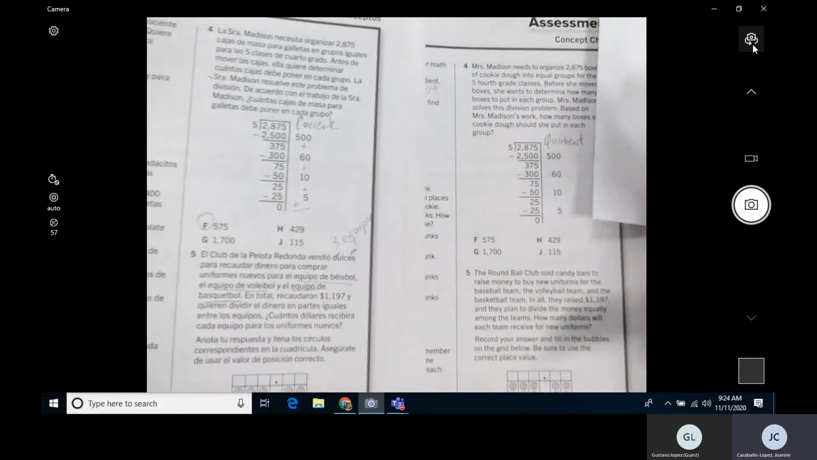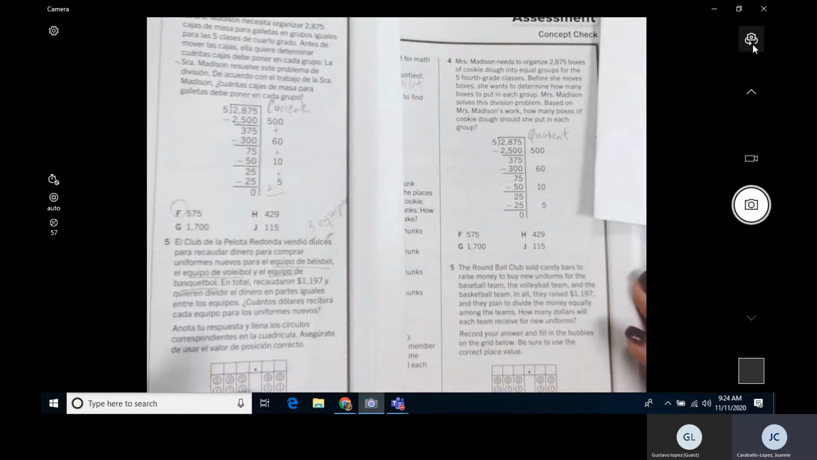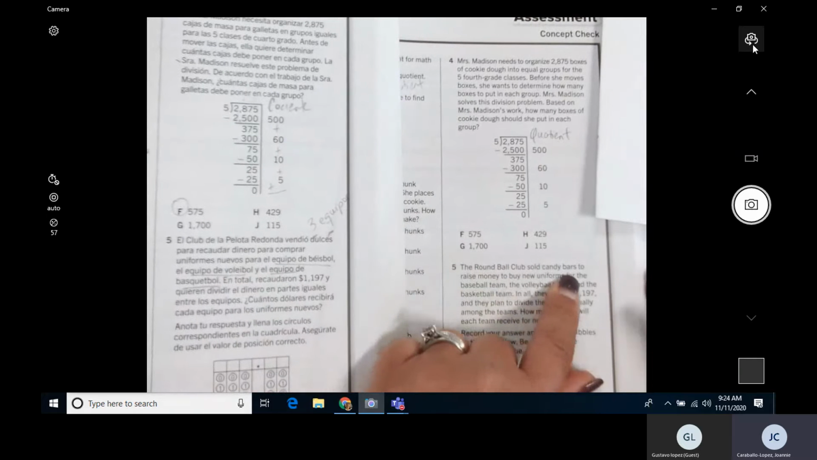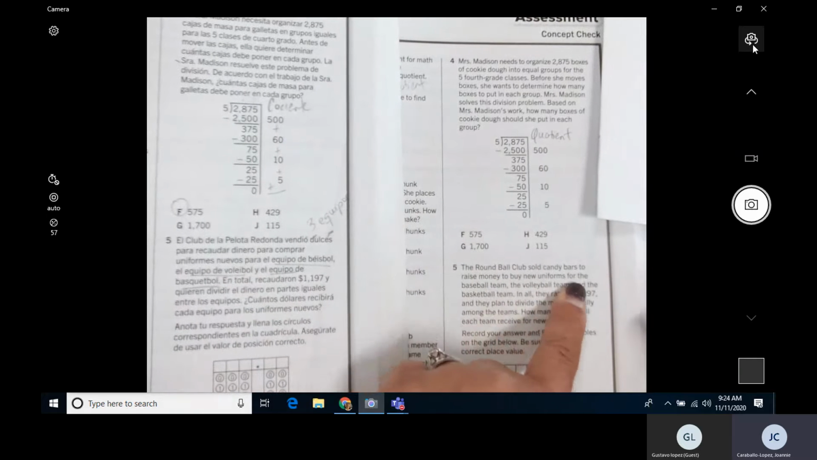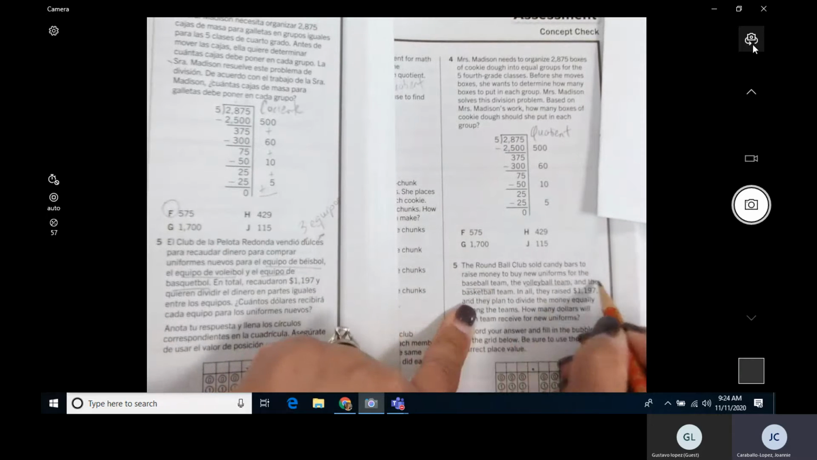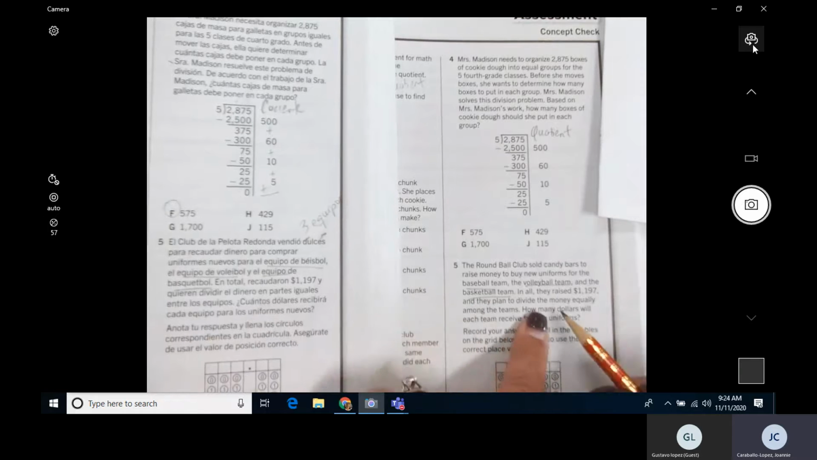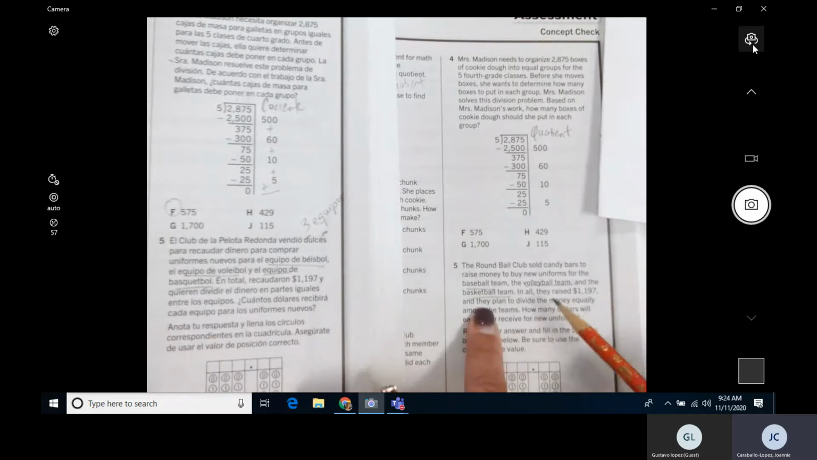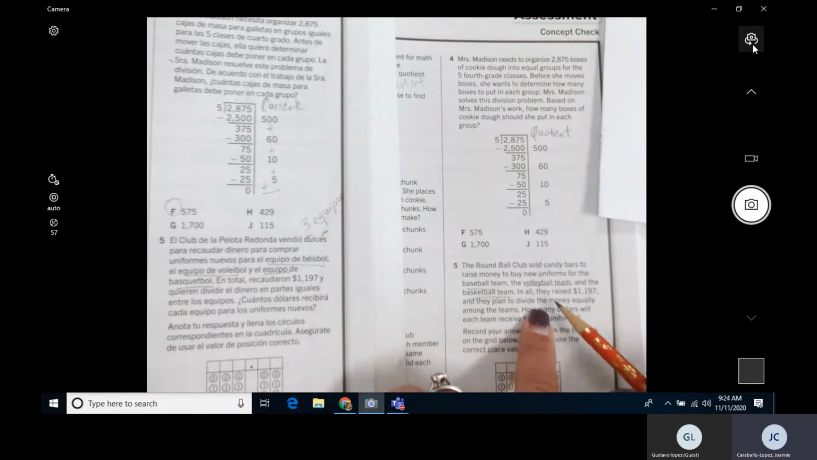All right, so in problem number 5, let's pay attention. It says the Roundball Club sold candy bars to raise money to buy new uniforms for the baseball team. That's one team, the volleyball team, and the basketball team. In all, they raised $1,197, and they plan to divide the money equally among the teams. How many dollars will each team receive for a new uniform? So, what do I need to know in order to answer this problem?